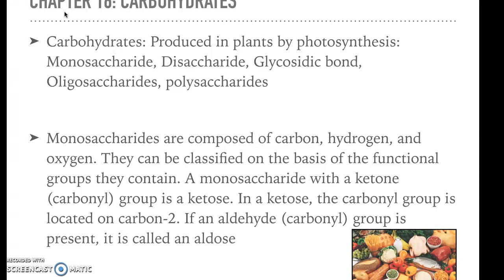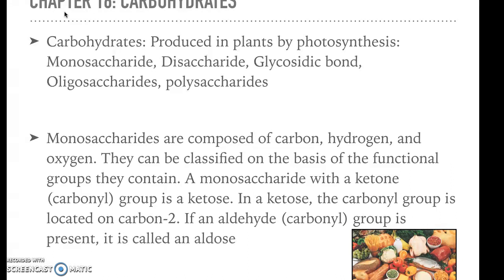Carbohydrates are produced in plants by photosynthesis, something that we learned back in biology. Monosaccharides, disaccharides, glycosidic bond, oligosaccharides, and polysaccharides are a few of the categories. Monosaccharides are composed of carbon, hydrogen, and oxygen. They can be classified on the basis of the functional groups they contain. So this is basic information that we've learned in our general chemistries as well as biologies.